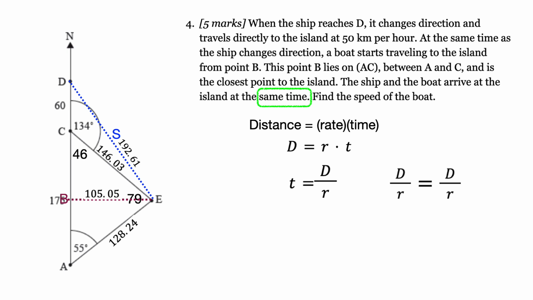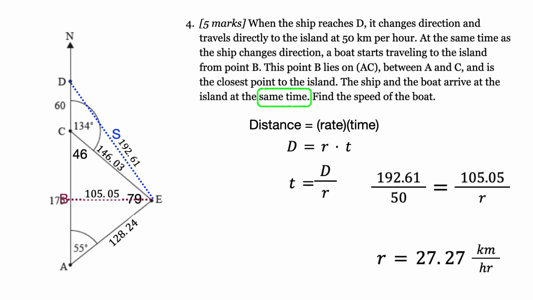Because the time is the same for both the ship and the boat, the distance over the rate for the ship is equal to the distance over the rate for the boat. The distance that the ship took was 192, and the rate, it says in the word problem, is 50 kilometers per hour. The distance of the boat is 105, and now we just need to solve for that rate. And using cross multiplication, we get rate is 27.27.